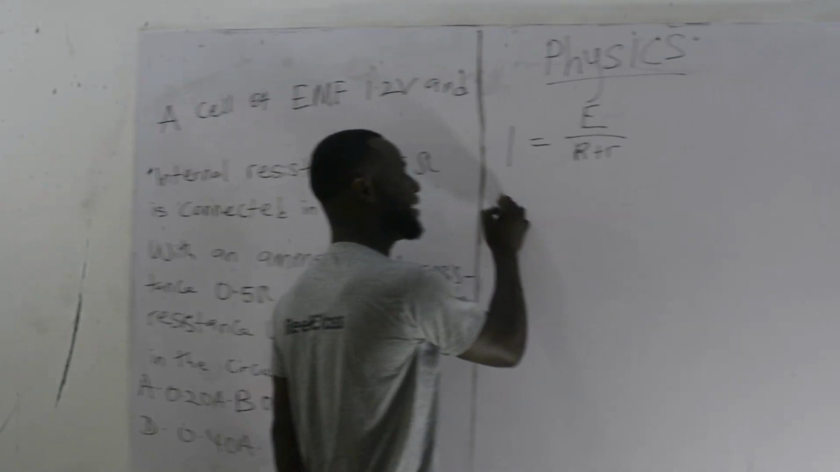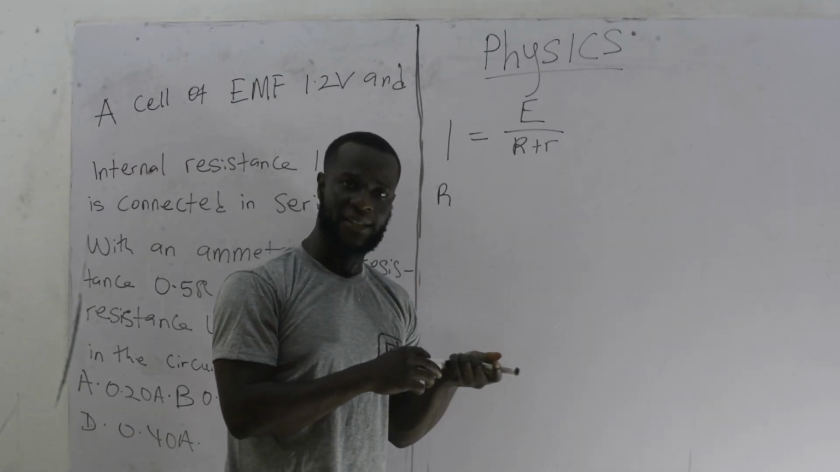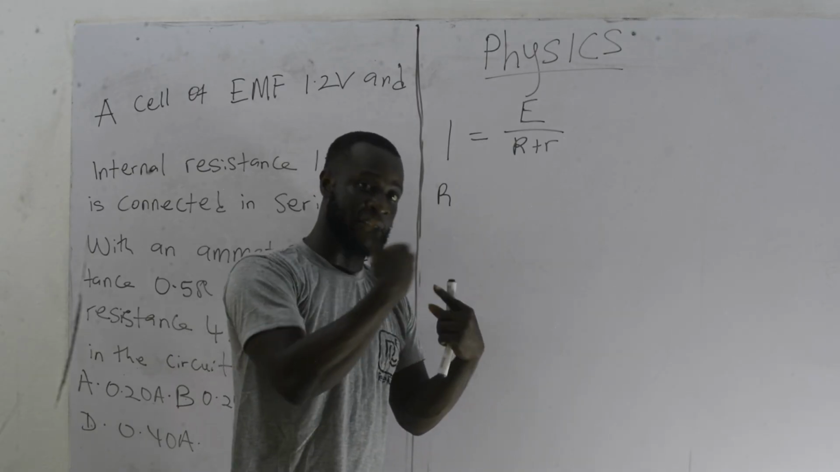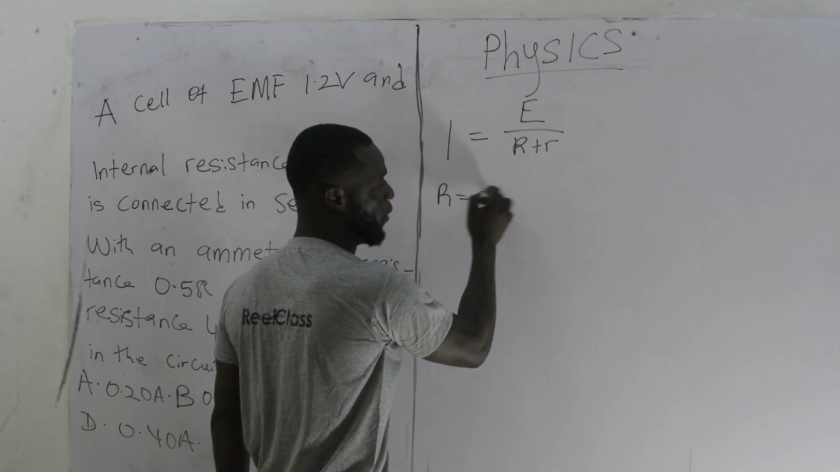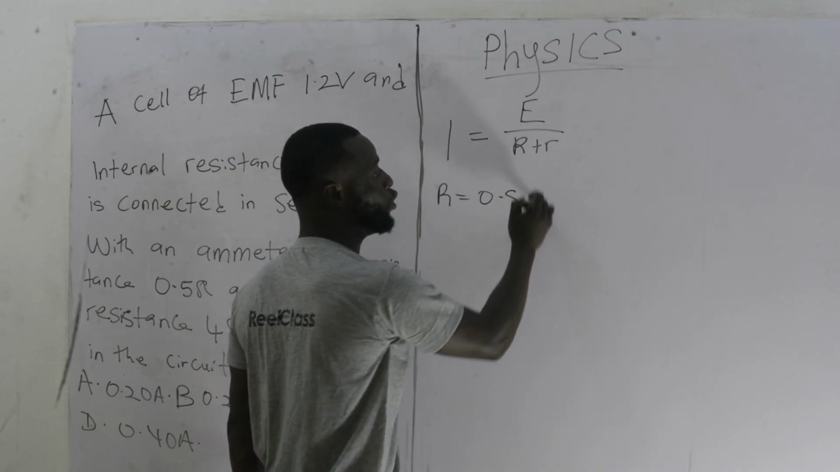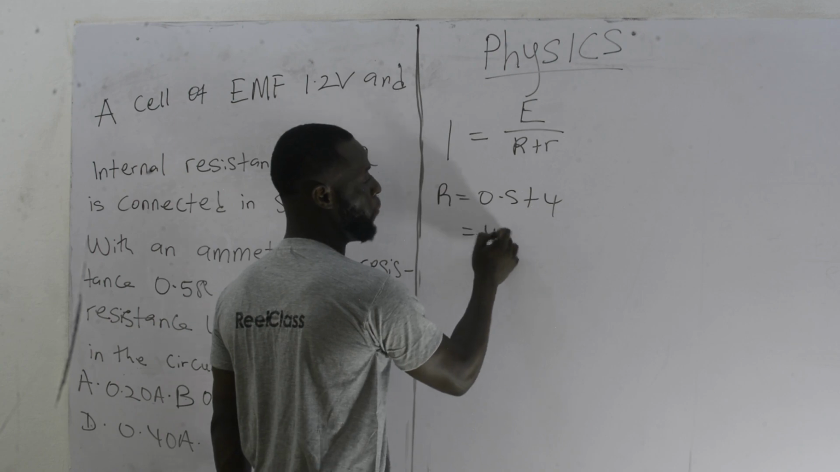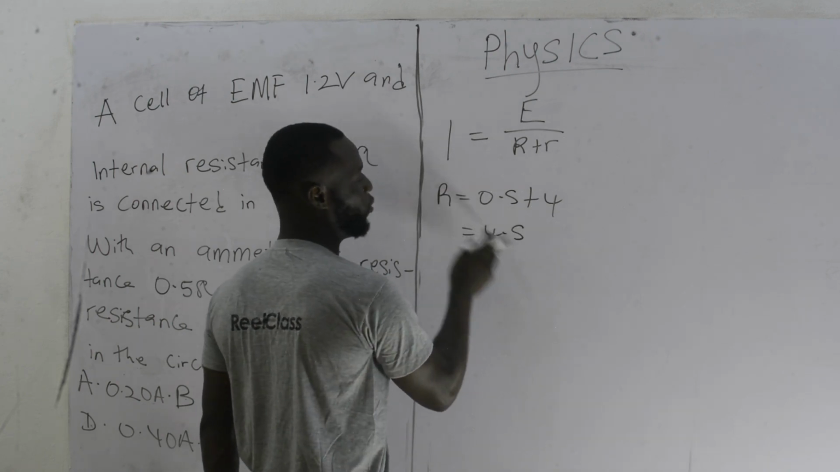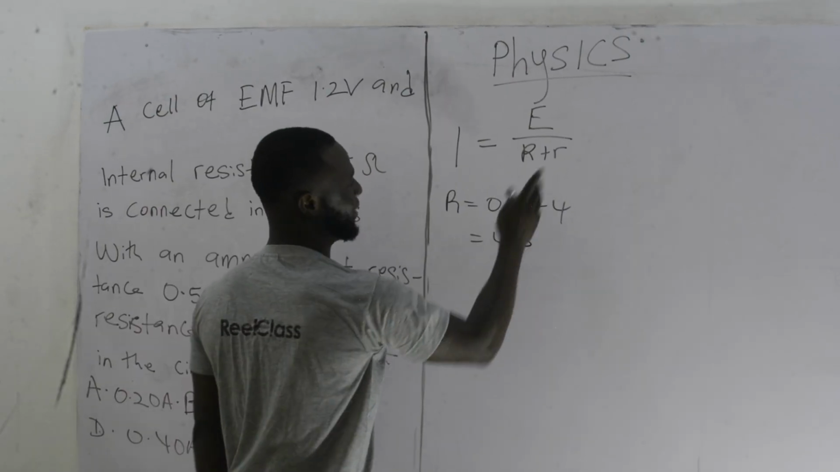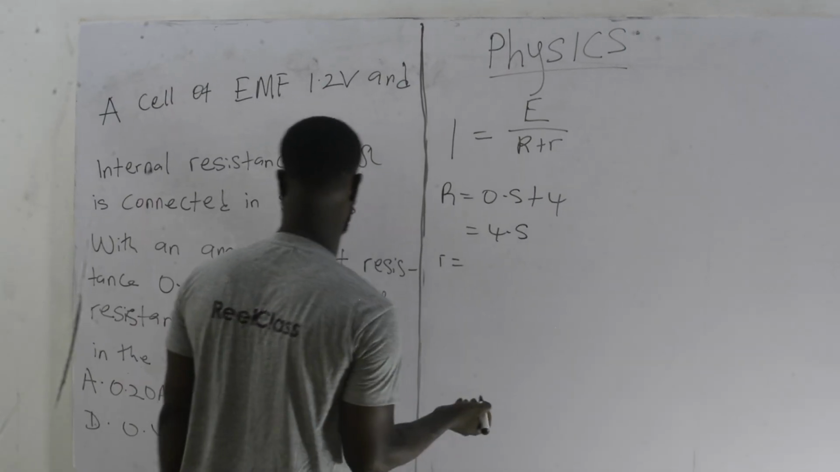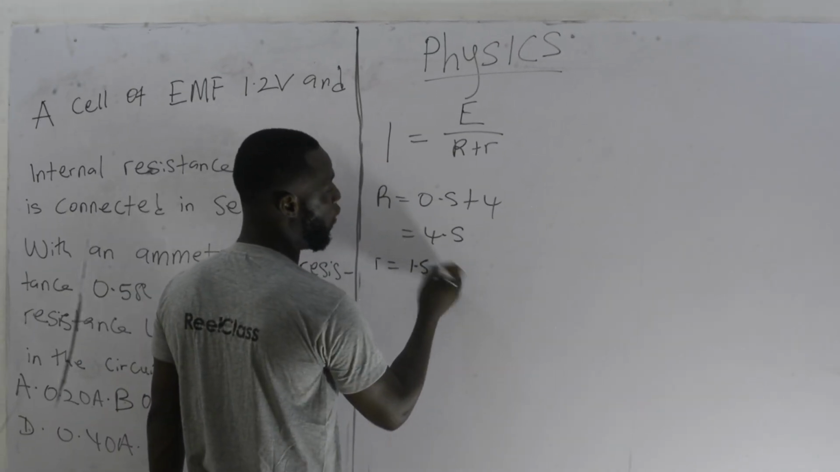So I will say that the external resistance R, because they are in series, remember that we have said in the past that resistors in series, we just add them up. So the ammeter is 0.5 ohms connected in series with the load, which is 4 ohms. So 0.5 plus 4 will give me 4.5 ohms. That is my total external resistance. The next thing here is, I know my internal resistance obviously in the question, and the internal resistance of the cell is 1.5 ohms.